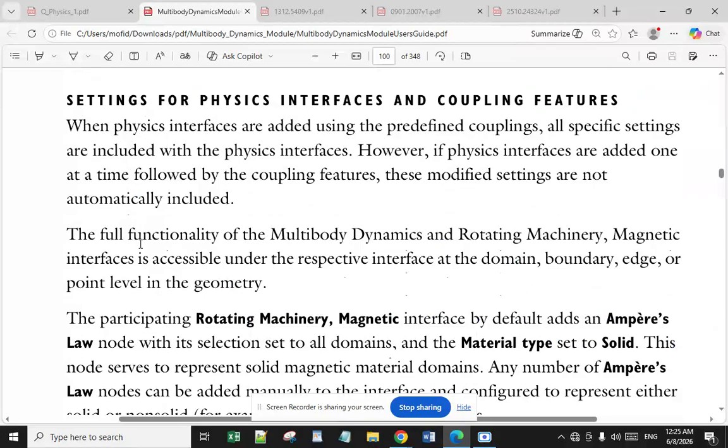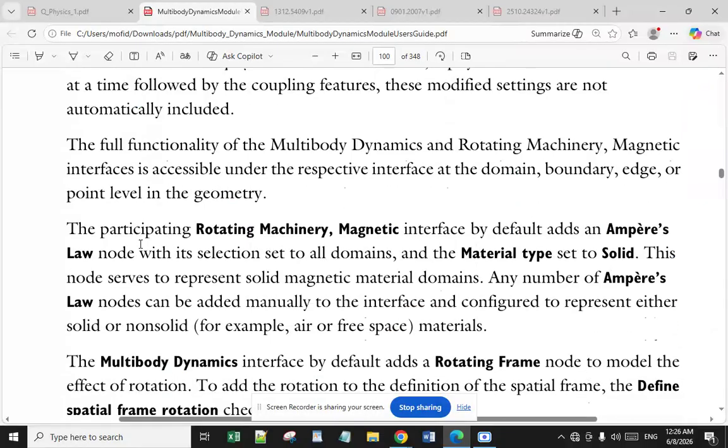When physics interfaces are added using the predefined couplings, all specific settings are included with the physics interfaces. However, if physics interfaces are added one at a time, followed by the coupling features, these modified settings are not automatically included. The full functionality of the Multibody Dynamics and Rotating Machinery, Magnetic interfaces is accessible under the respective interface at the domain, boundary, edge, or point level in the geometry.